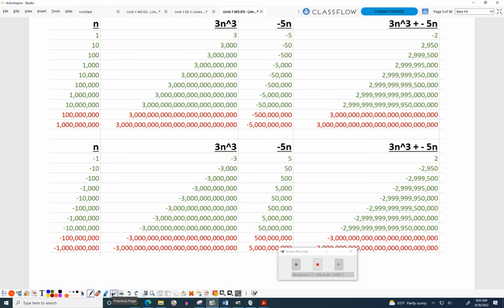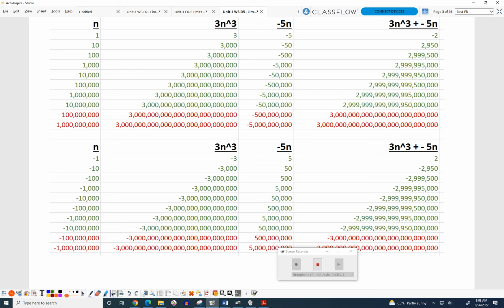Back here. All right, so this shows, I used n instead of x, but it's the same idea. So this shows n getting bigger and bigger and bigger. So here's n at 1 billion. This shows what happens if you take 3n cubed. This is just negative 5n.